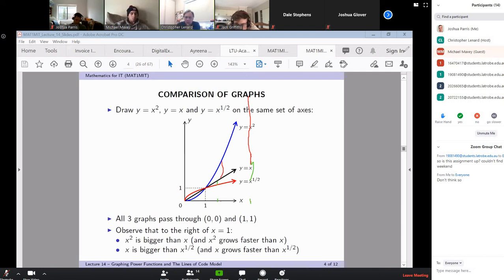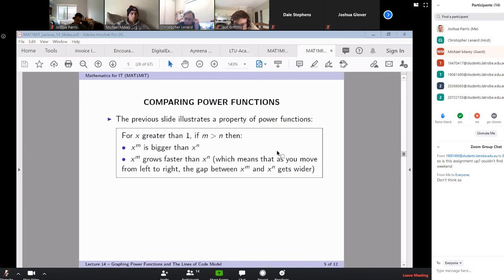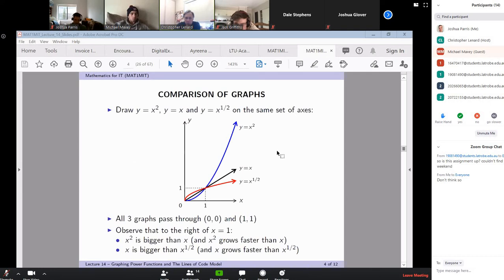That's what's going on here. We say that the one with the bigger power grows faster than the one with the smaller power. So as you go from left to right, the gap gets wider and wider. So x squared grows faster than x, and x to the 1 grows faster than x to the half. And x to the half, it gets bigger and bigger, but pretty slowly. Y equals x gets big relatively quickly, but x squared gets bigger much, much more rapidly.